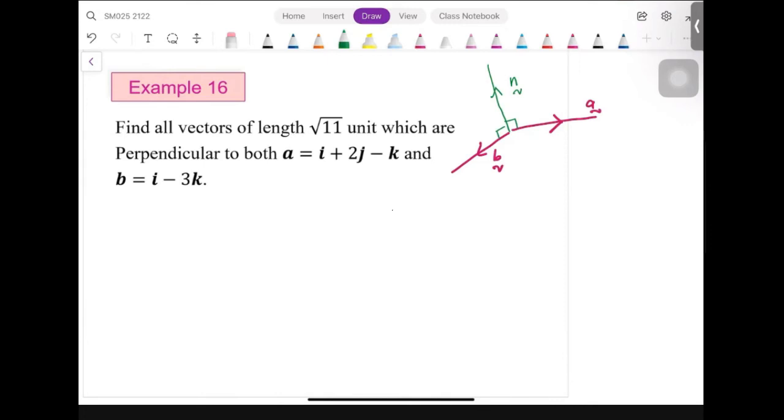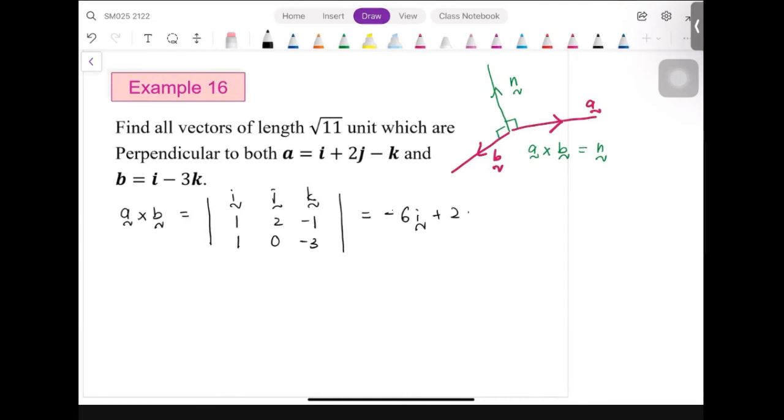So how do we find a normal vector? It's basically the cross product between those two. In order to find the normal vector, we must find A cross B first. A cross B in this case, same as before. Remember our step, we would have i, j, k, and then 1, 2, negative 1 for A. After that, for B it would be 1, 0, and negative 3. Straight away perform a vector product. We would get negative 6i plus 2j minus 2k. So that is the vector that the question asked for.